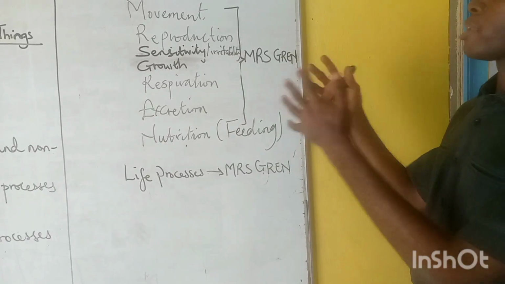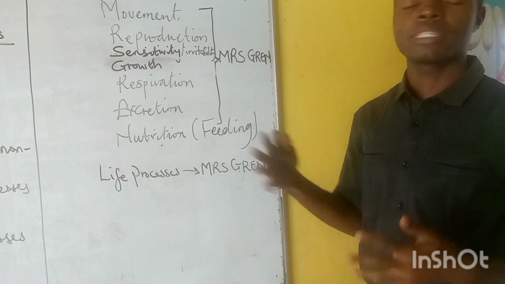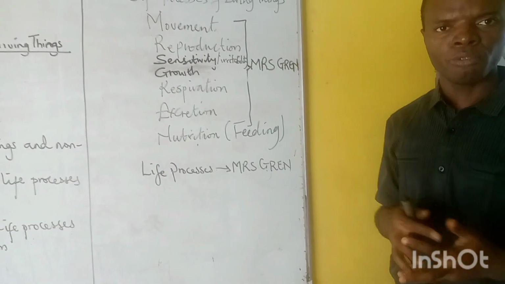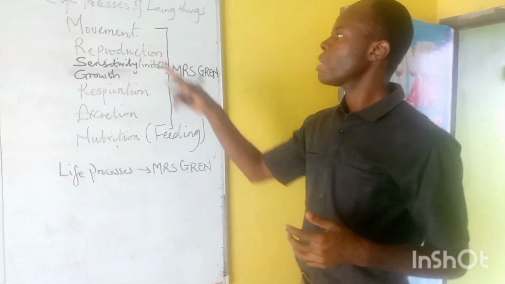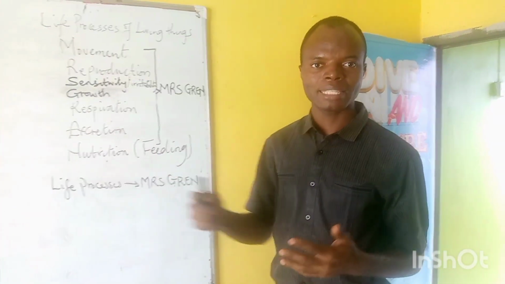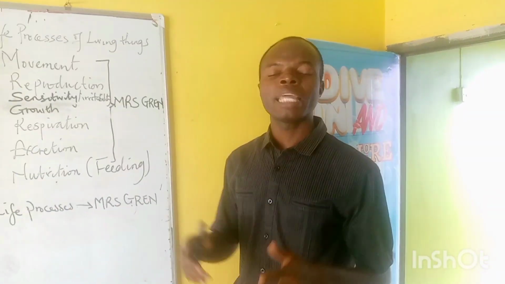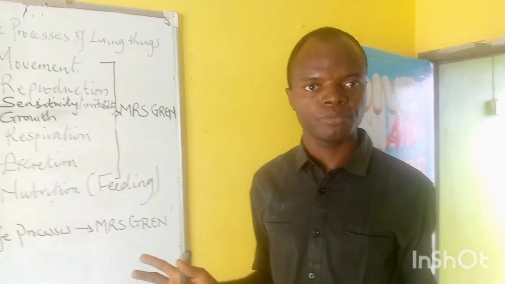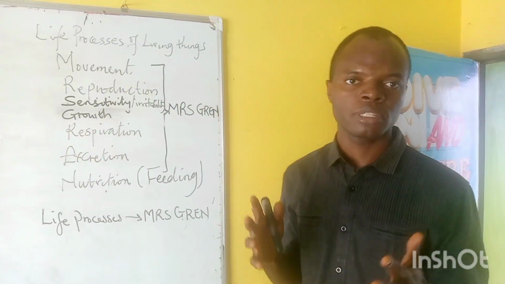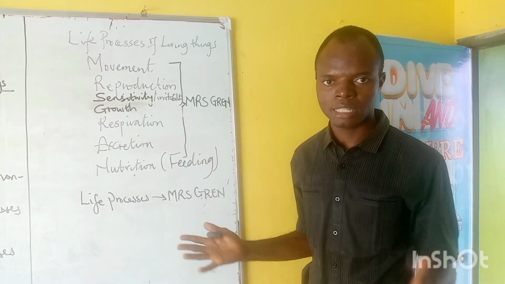Now, these life processes, how do plants and animals carry out life processes? When we talk about movement, movement is the ability of living things to move. Animals move from one place to another in search of food and water. Plants do not move from one place to another. They can move only their body parts, maybe their branches or their leaves. All living things must move. Either they move over a distance or they move some of their body parts.